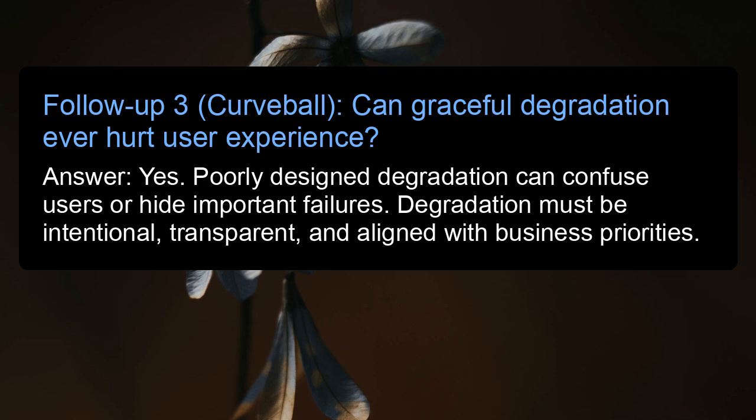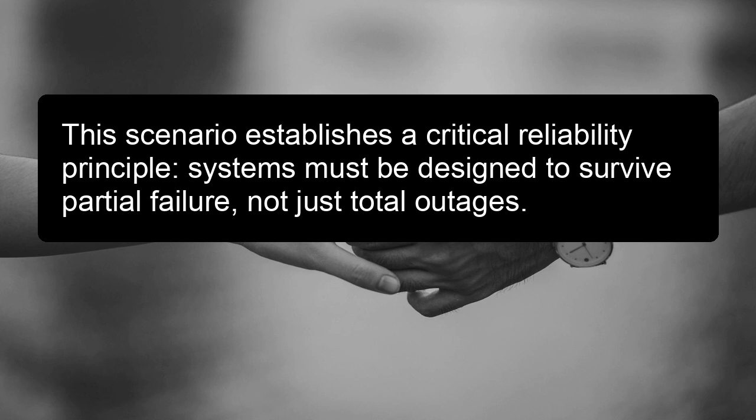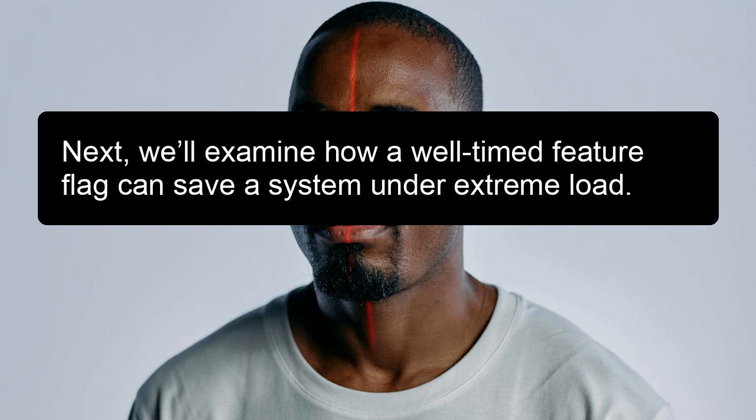Poorly designed degradation can confuse users or hide important failures. Degradation must be intentional, transparent, and aligned with business priorities. This scenario establishes a critical reliability principle. Systems must be designed to survive partial failure, not just total outages. Next, we'll examine how a well-timed feature flag can save a system under extreme load.